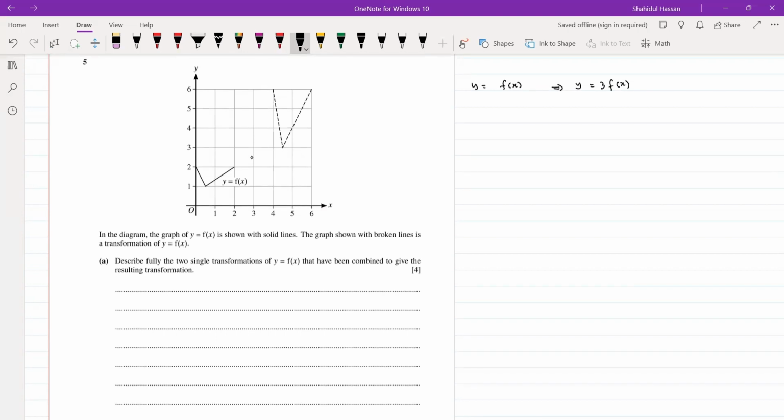And here a 3 unit stretch has happened. Similar to drawing normal graphs. Yes, sir. But here we are supposed to describe it. So we understand that this is a vertical stretch of scale factor 3. Okay. So we have a vertical stretch of scale factor 3.